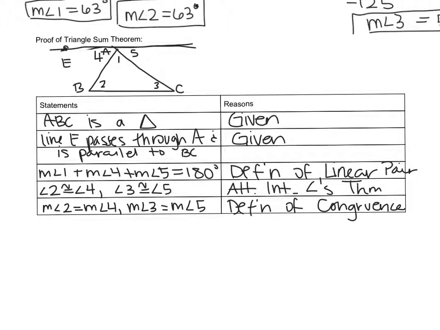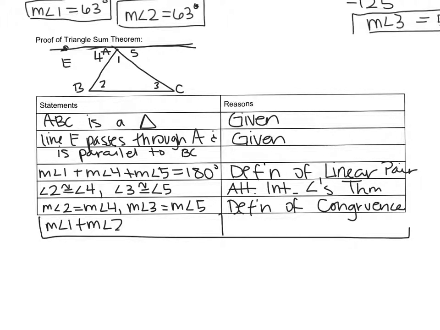Okay. Now, because angle 2 equals angle 4, the measures are the same, and the measure of angle 3 equals the measure of angle 5, I can substitute that into my linear pair statement. So add another line here. And I now have the measure of angle 1 plus the measure of angle 2 plus the measure of angle 3 equals 180 degrees by substitution. And angles 1, 2, and 3 are the interior angles of my triangle, and I have proved that the sum of the angles of a triangle is 180 degrees.